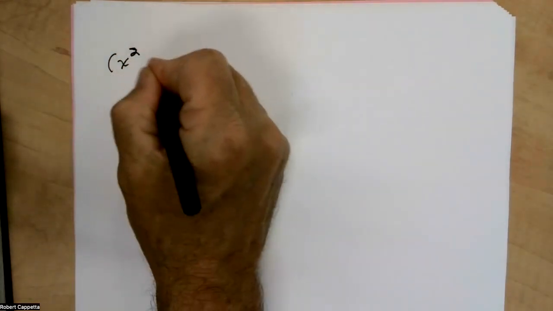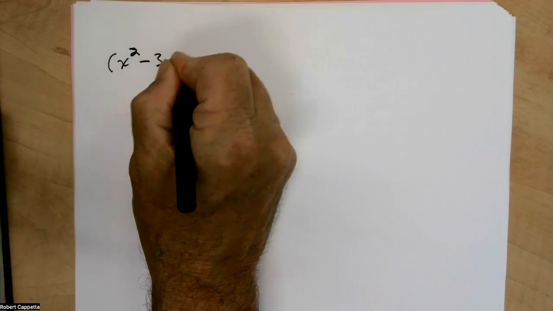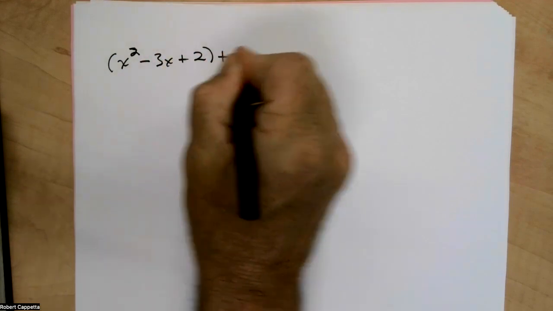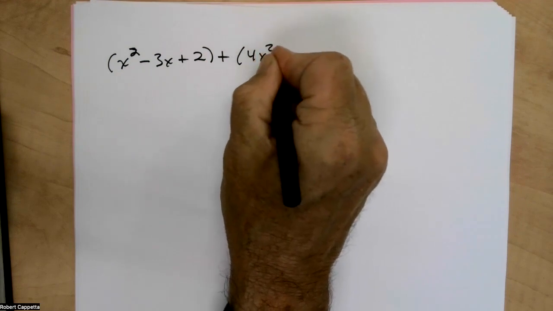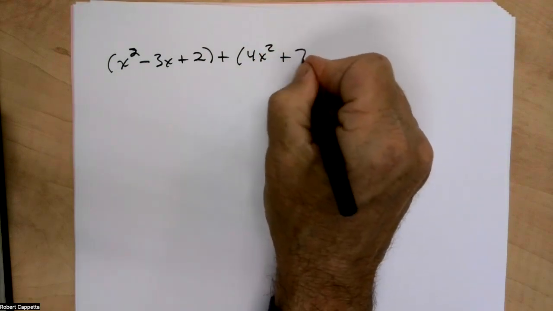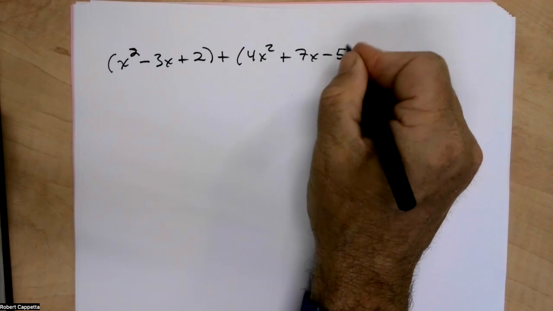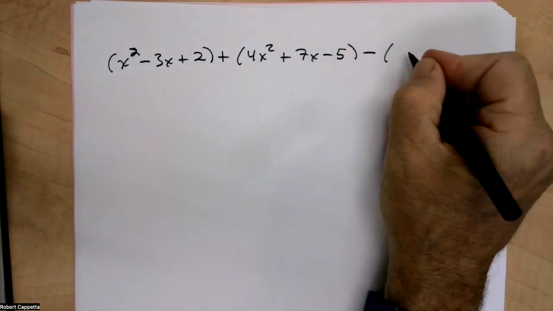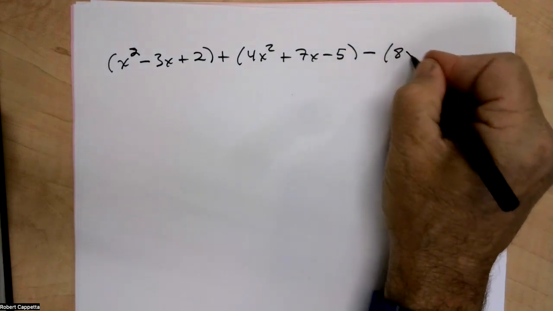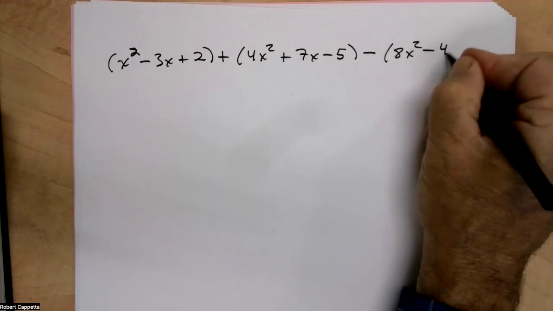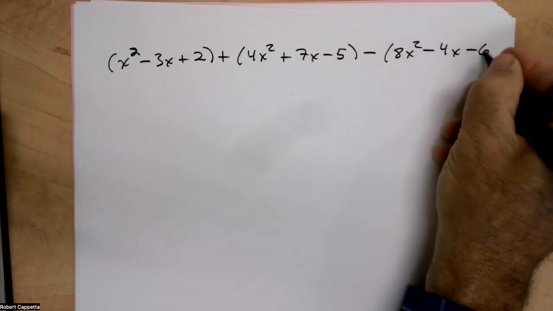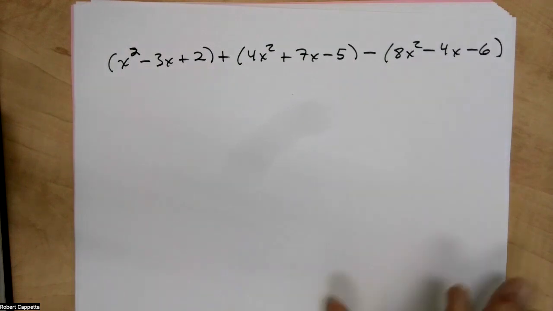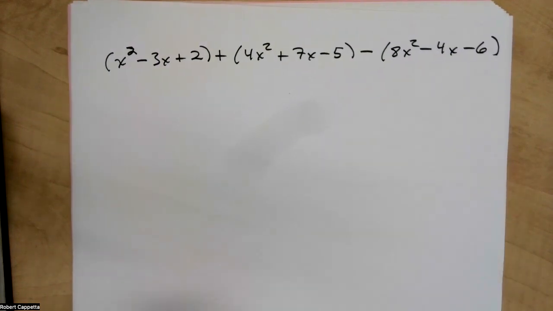What if I have x squared minus 3x plus 2 plus 4x squared plus 7x minus 5 minus 8x squared minus 4x minus 6. So I'm doing some addition and some subtraction. How are we going to handle this?